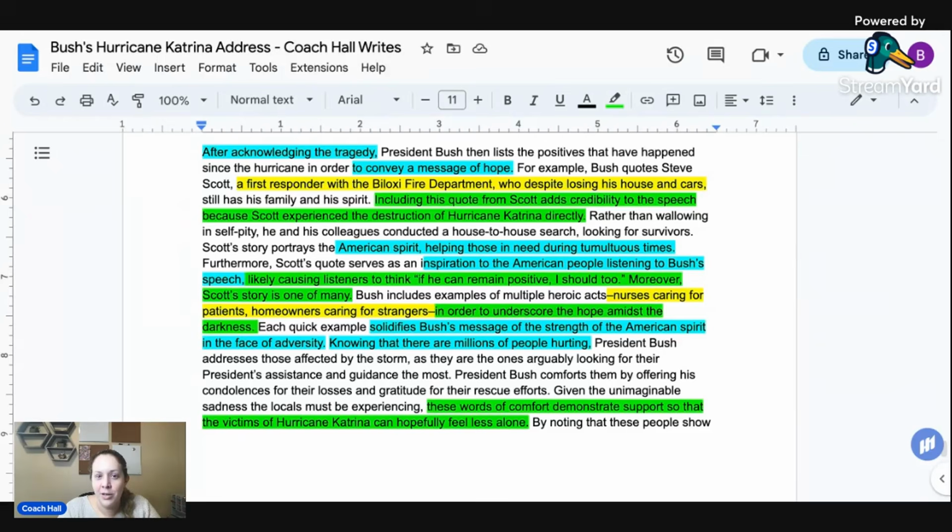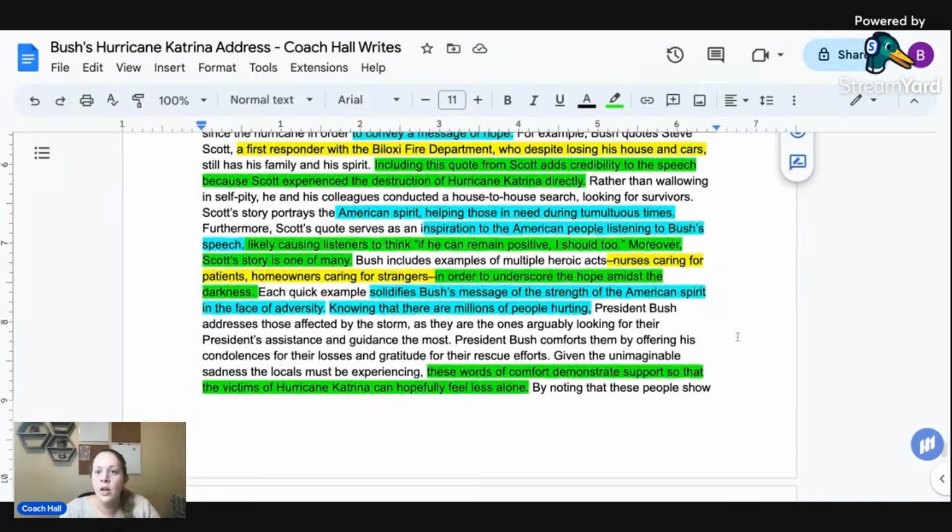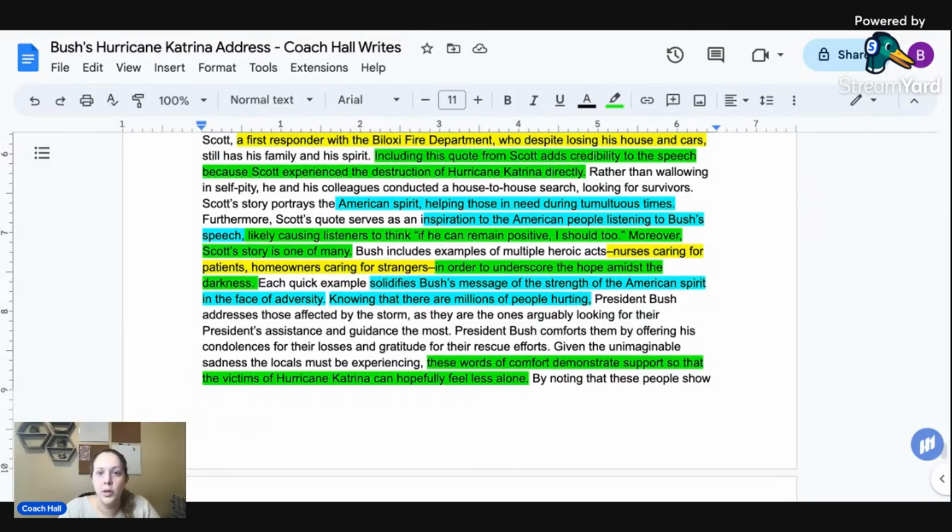So offsetting information with commas or even dashes can be advanced punctuation that helps the readability of your essay. So you'll notice that it talks about including this quote from Scott. So we know that Bush did that. And in day one's video, we were talking about why he included that. So we want to actually put that idea in our paper. Why did he include the quote? Well, it adds credibility to the speech because this person experienced Hurricane Katrina directly.